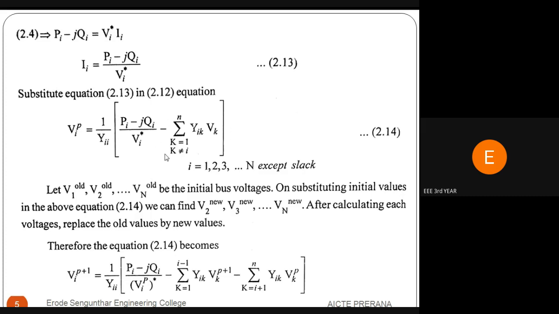Therefore, the above equation can be replaced by Vi(p plus 1) is equal to 1 by Yii into Pi minus jQi divided by Vi(p) whole conjugate, minus summation of k equal to 1 to i minus 1, Yik Vk(p plus 1), minus summation of k equal to i plus 1 up to n, Yik into Vk(p). Okay, equation number 4 is rearranged like this.